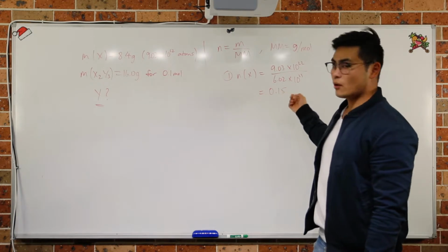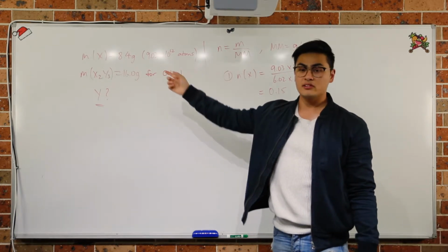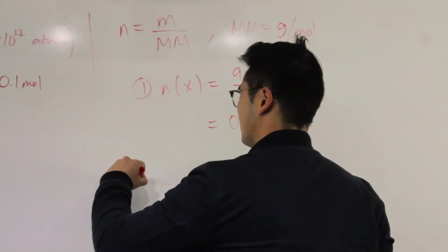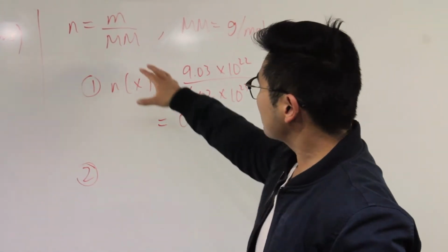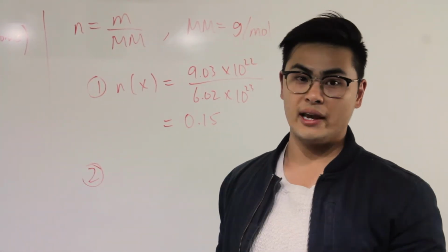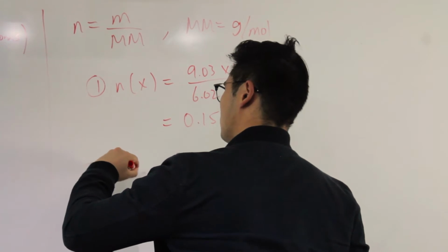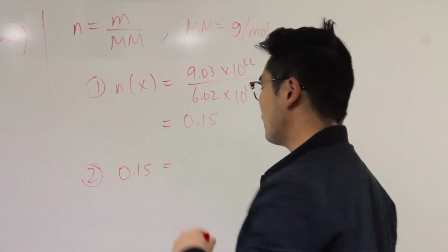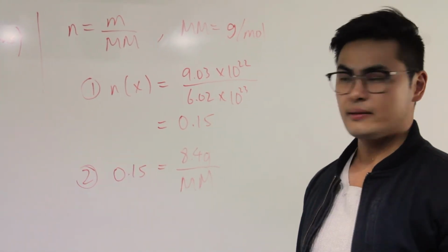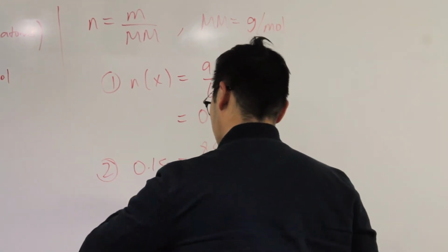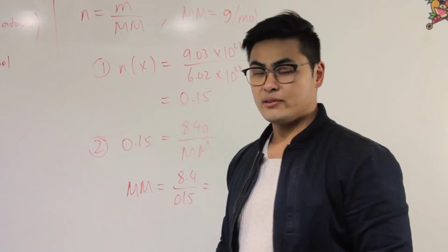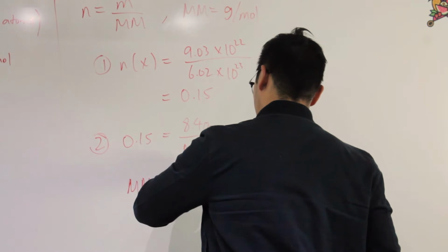So using the number of moles of X and the number of grams of X, the next step is we can actually find the molar mass of X. This is where this formula comes in. We're using n equals m over MM, and we're trying to work out MM. So 0.15 equals 8.4 grams over your molar mass, and your molar mass then equals 8.4 divided by 0.15. If you put that into a calculator, you get 56 grams per mole.